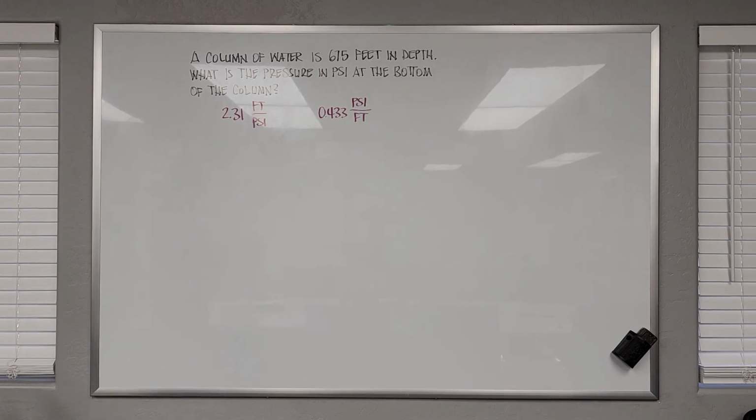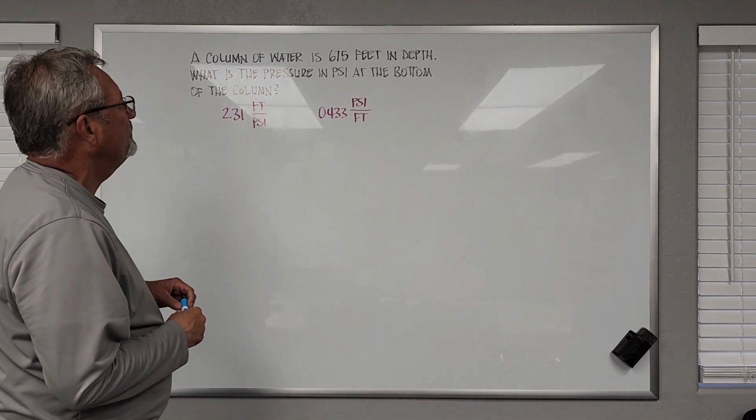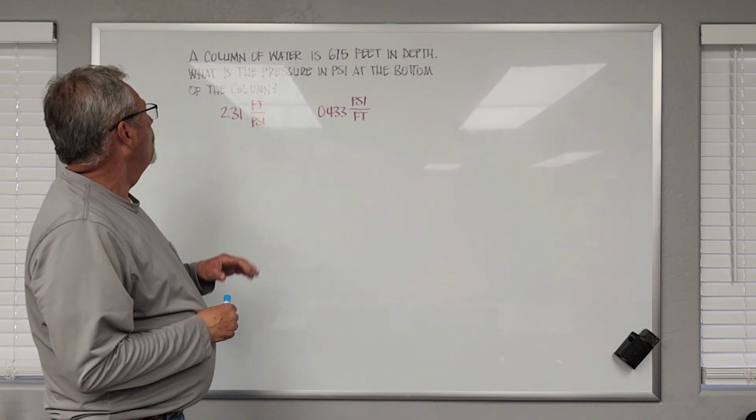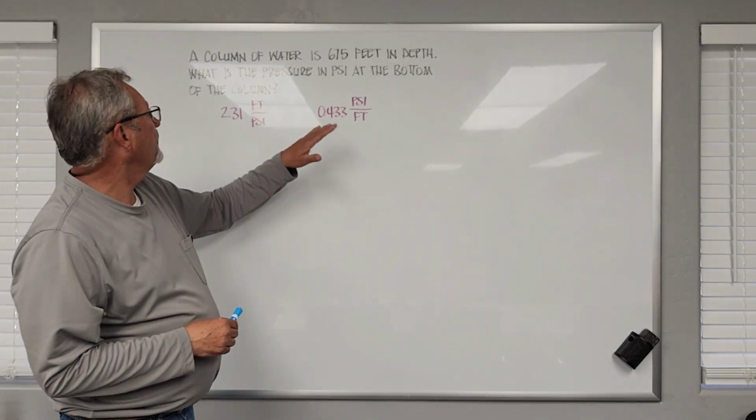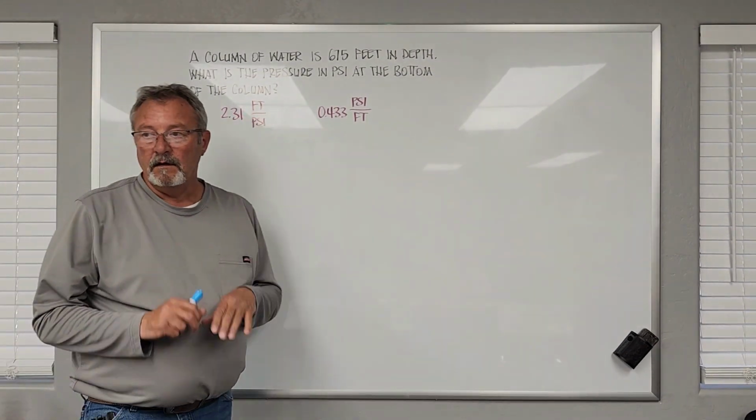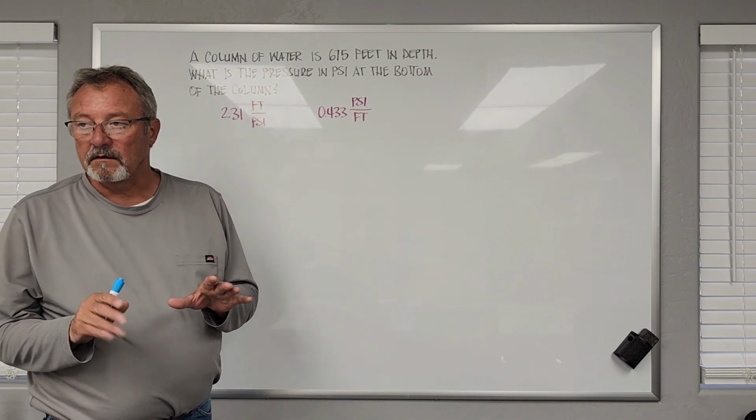Okay, this question, we're gonna go into pressure. A column of water is 675 feet in depth. What is the pressure in PSI at the bottom of the column? Now, before we get into this, I want to explain something.